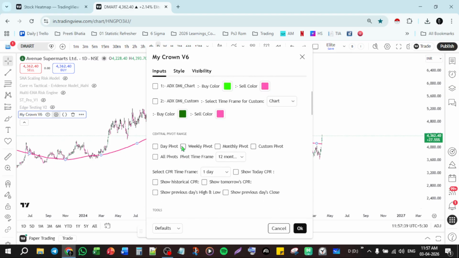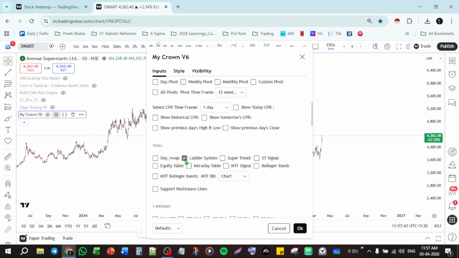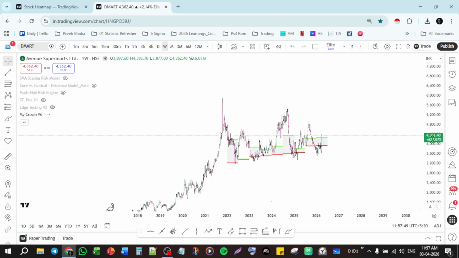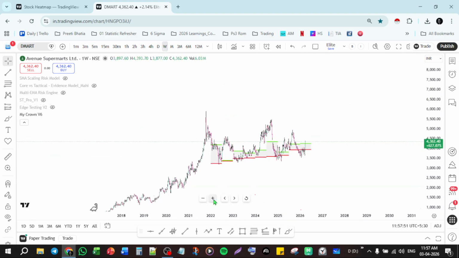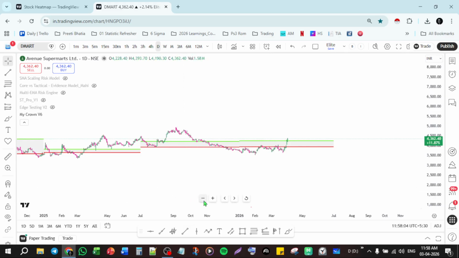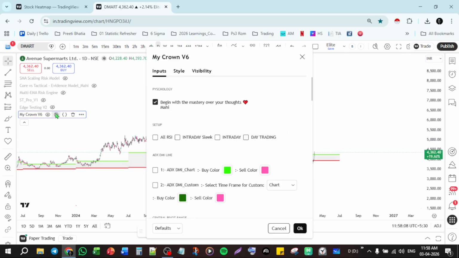Now I'm gonna remove this. I'm gonna put my logic. My logic is ladder. So I'm gonna click on ladder. Excellent. I go to weekly. Yeah, it's forming a good base. Every time it comes in the red area, it doesn't go down, it actually goes up. So it's a good weekly candle. Excellent. I know my answer now. It is in uptrend.